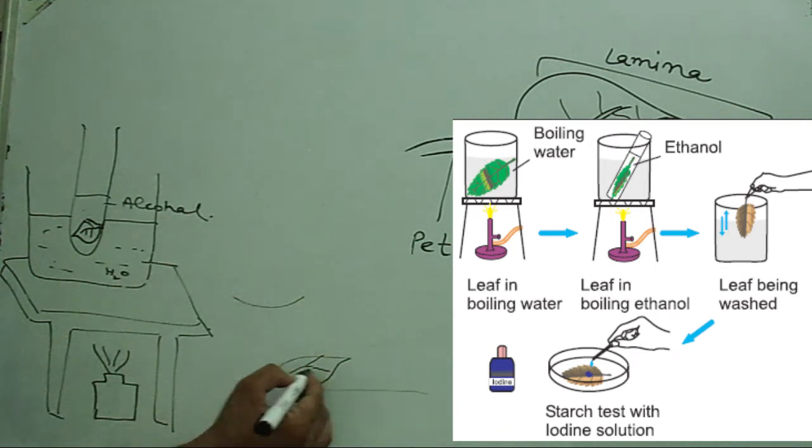That leaf is not green in color. Remember, that should not be green in color. If it is green in color, it cannot tolerate the reaction of iodine solution.